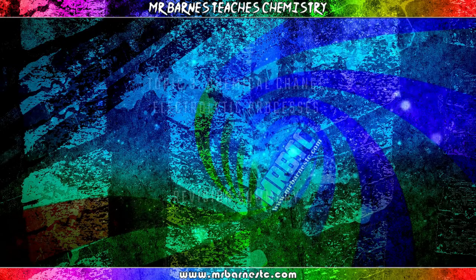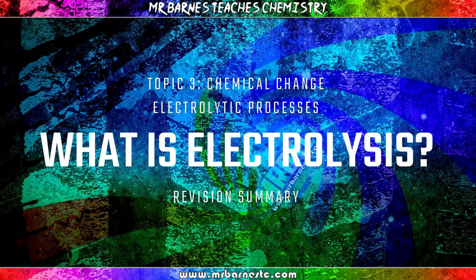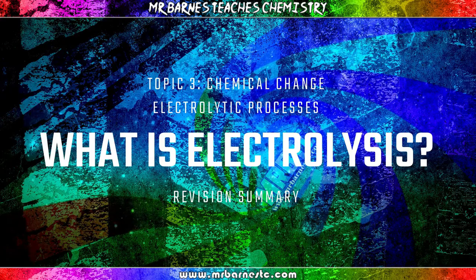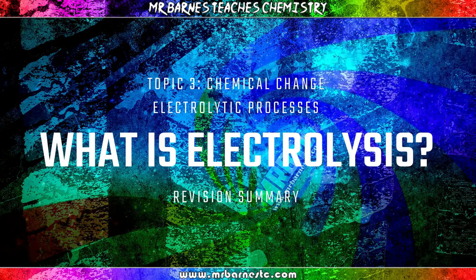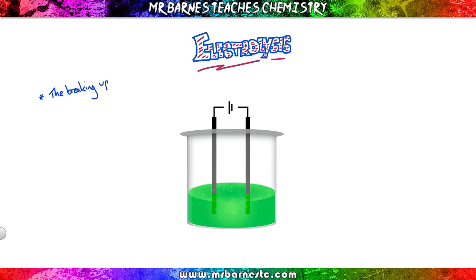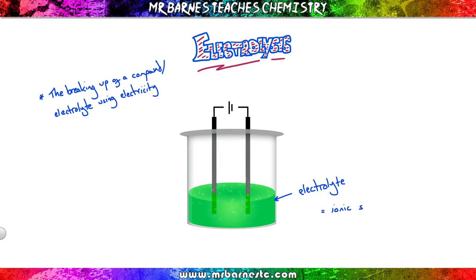On to the second section of the chemical change topic then, which is focusing on electrolytic processes. So we're going to start off with, what is electrolysis? Now the easiest place to start is the definition, which is the breaking up of a compound or electrolyte using electricity. Now if you can't remember what an electrolyte is, it's an ionic substance, any type of liquid that is molten or dissolved that contains ions that can conduct electricity. Now this always involves direct current.